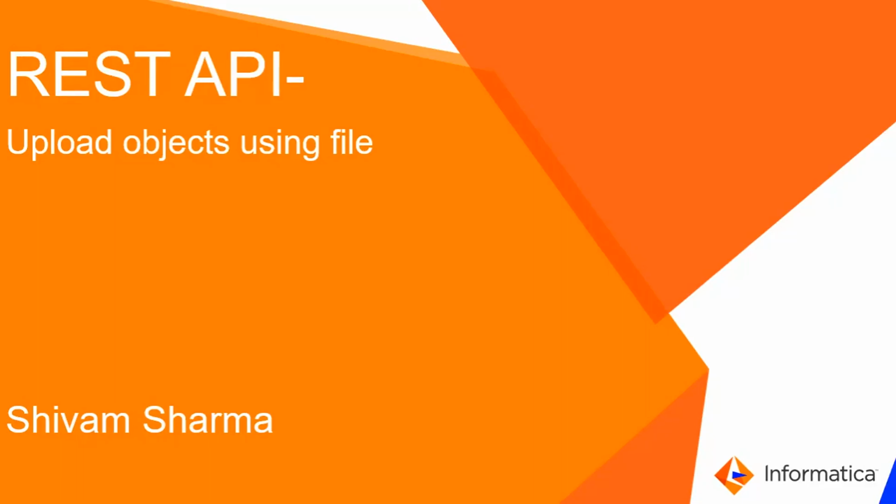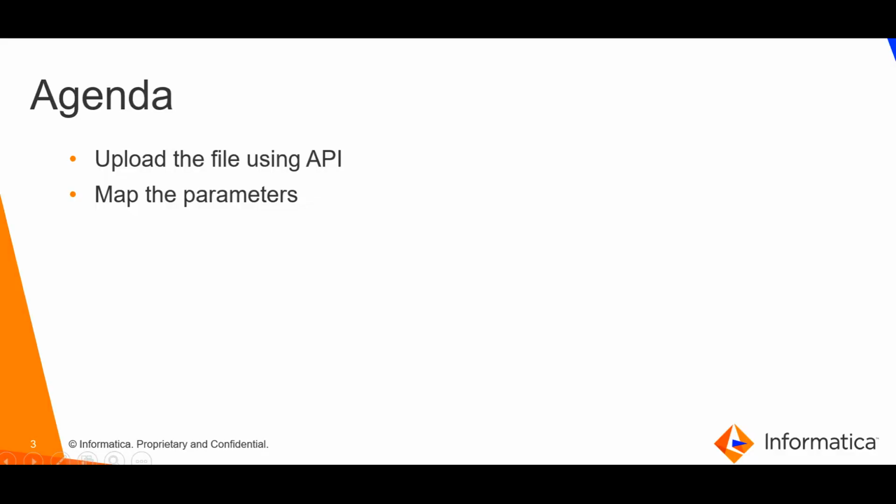Using this method, we can create objects in Axon, assign roles to the stakeholders, and create relationships between objects. Here, for demonstration purposes, we will be bulk uploading the glossary object.